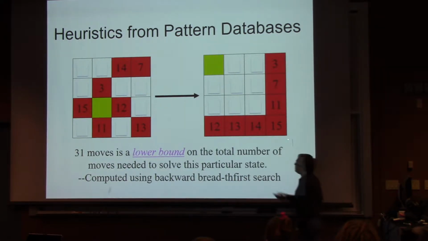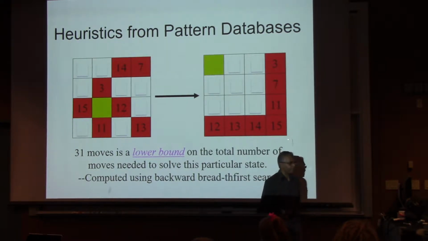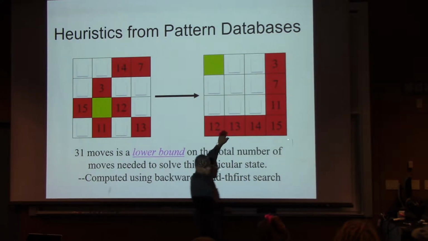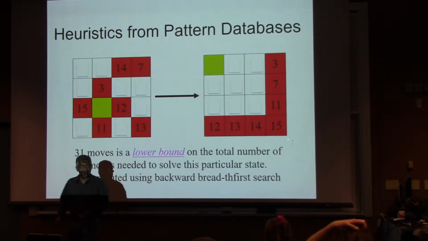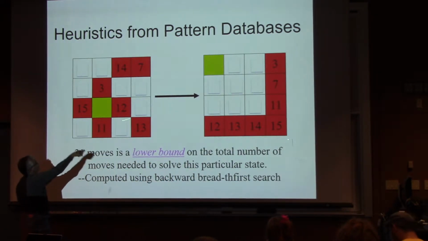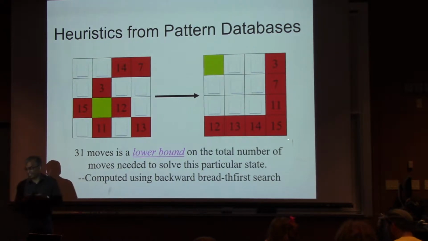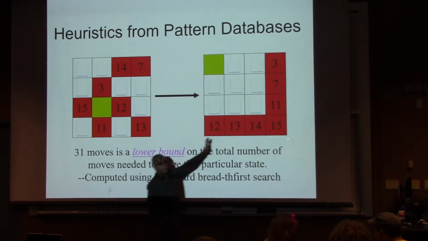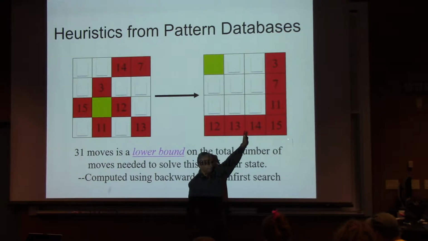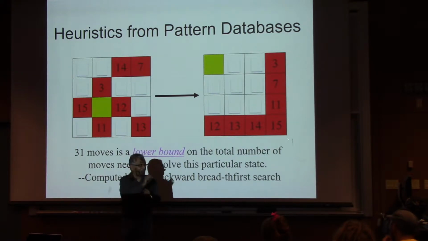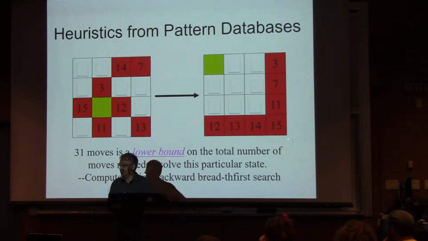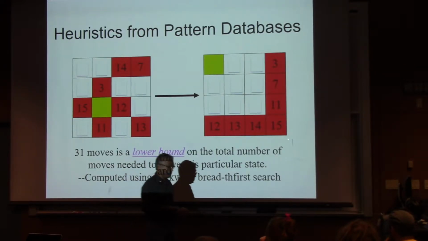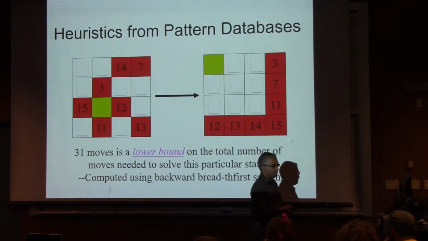Now, the interesting question is, how would I compute these numbers? Assuming this is my pattern, for any arbitrary configuration of these red tiles, the pattern tiles, I need to know what is the minimum number of moves to get here. This isn't like just counting the number of tiles, or counting the number of places each tile has to go, which is what the misplaced tile and Manhattan distance heuristics do. This actually is a search problem by itself.